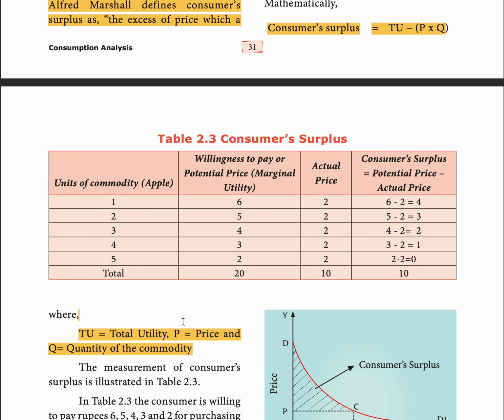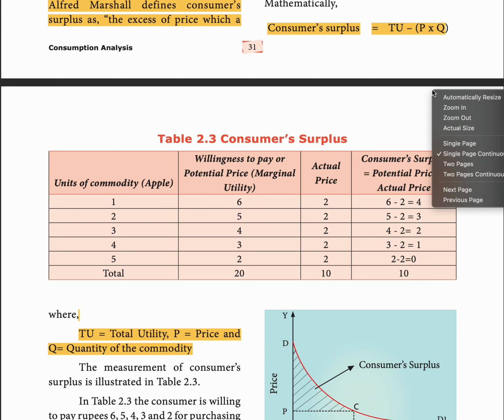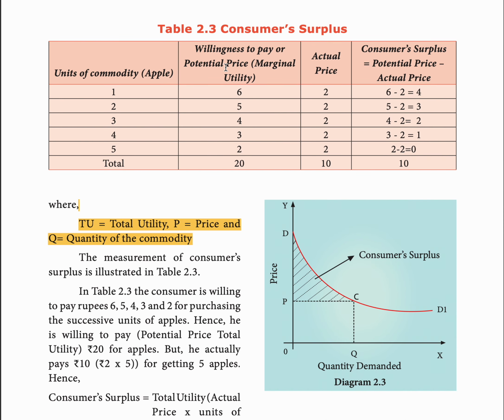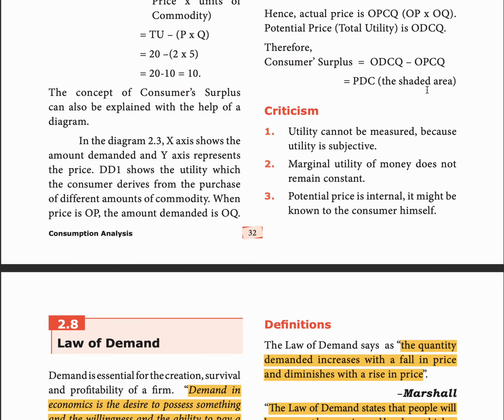Consumer surplus is equal to total utility minus price into quantity of the commodity. So if we take the unit of commodity as 1, the willingness to pay is 6 and the actual price is 2. So consumer surplus is 4, right?